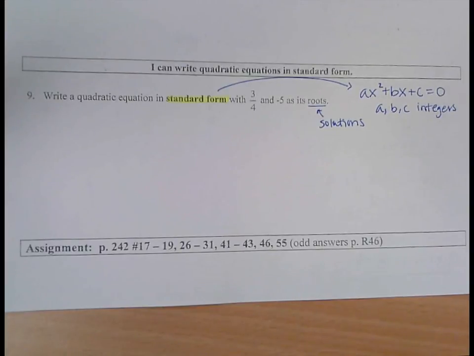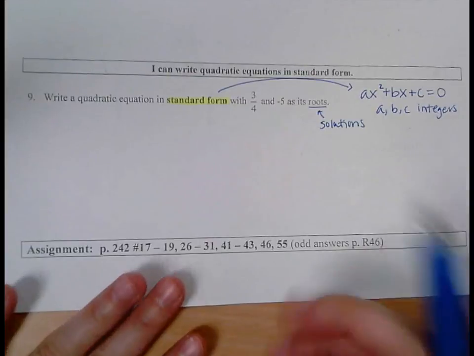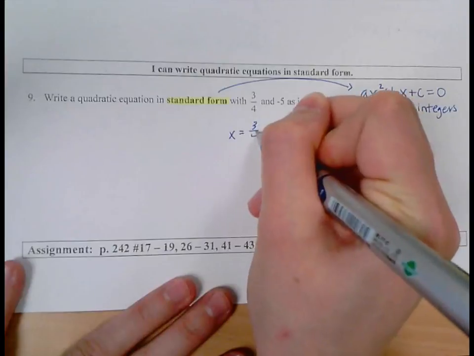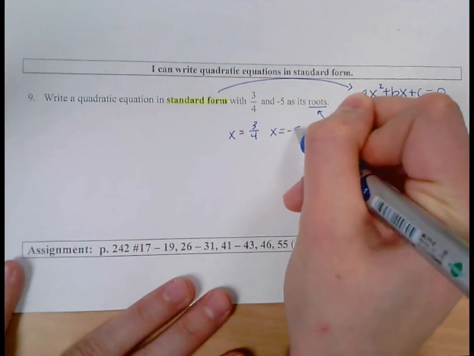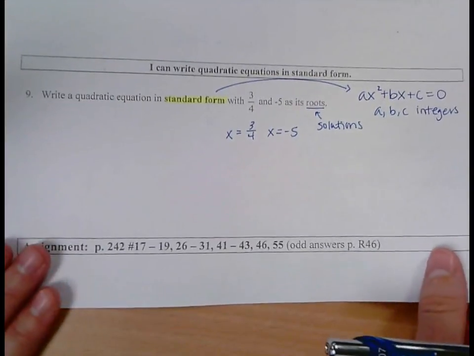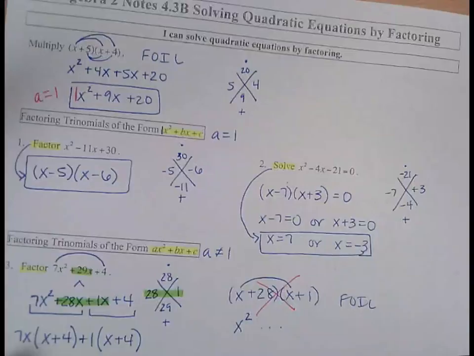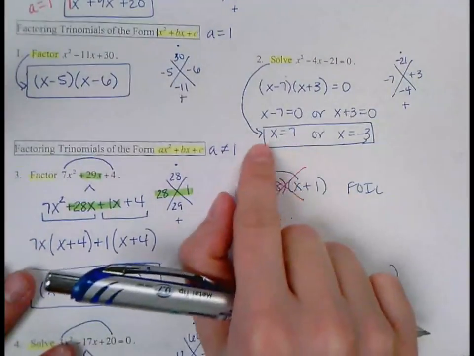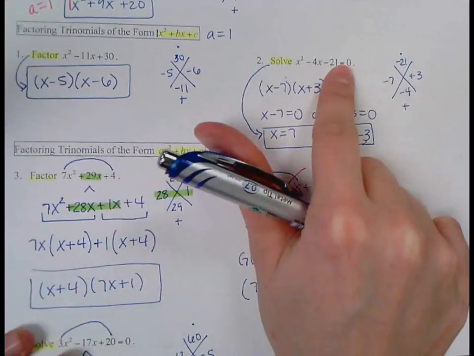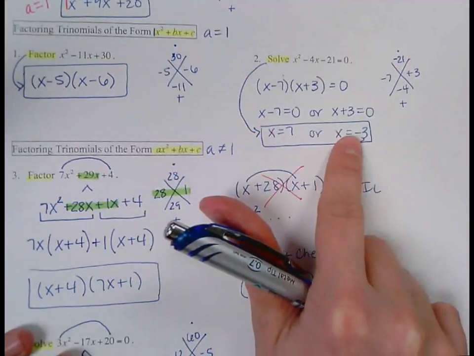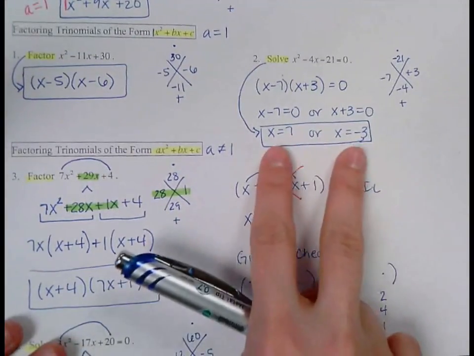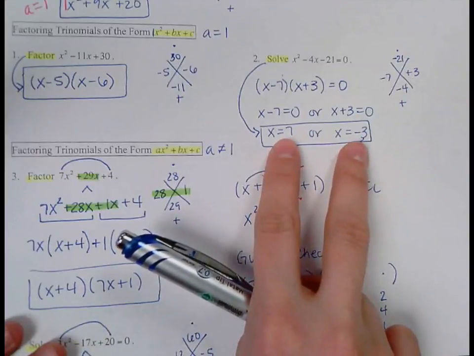Okay, so I actually want to look back at example 2 because this is working backwards. You are given one solution is x equals 3/4, and then the other solution is x equals -5. So if you look at what we did in example 2, I will flip back to that if you still need to write stuff down. You are working backwards. So in example 2, we were given an equation in standard form, and we had to find the solutions. So think about this. If you worked backwards, my solutions were 7 and -3.